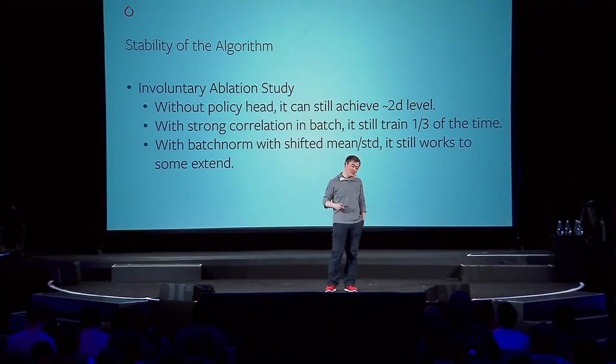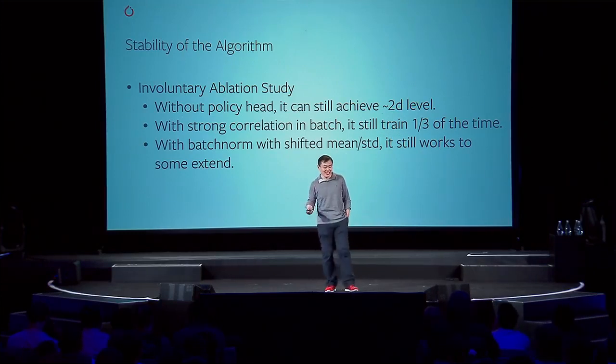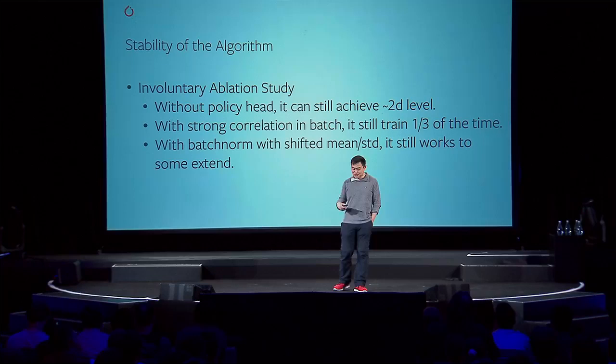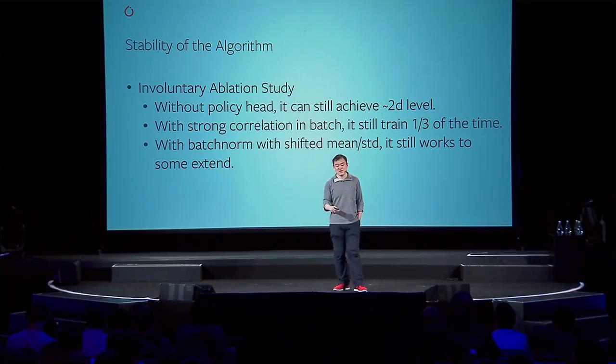Even if there's no policy head, you can still train a model. And even if there's strong correlation in the batch, it still can train. So the system itself is quite stable.